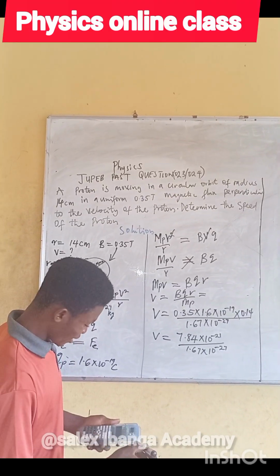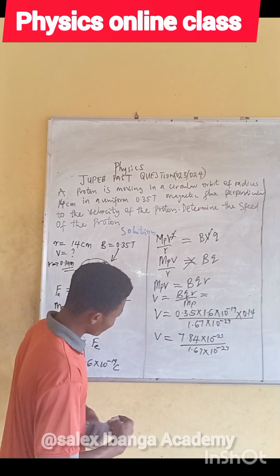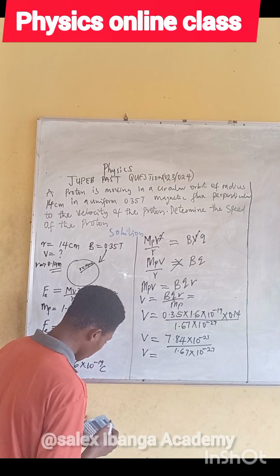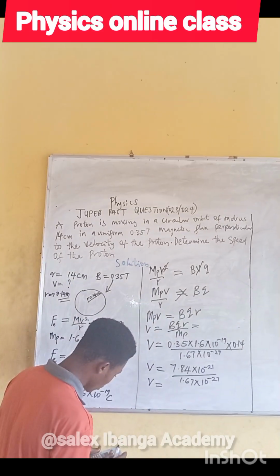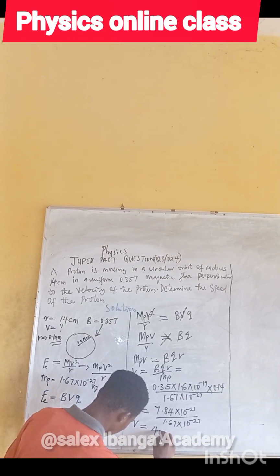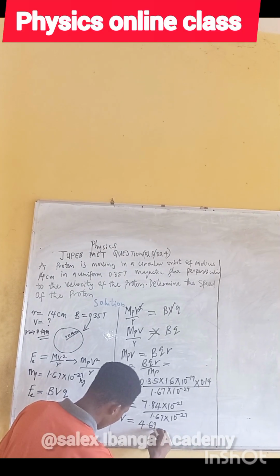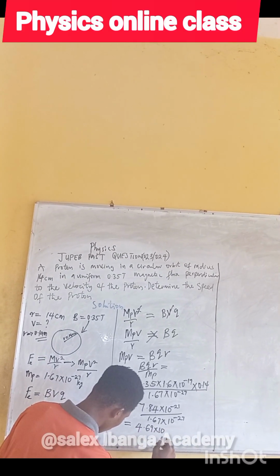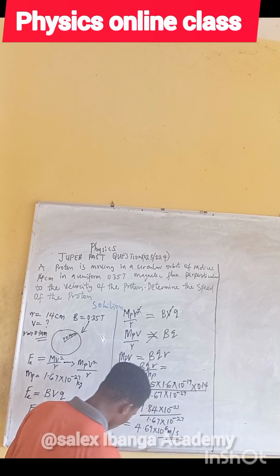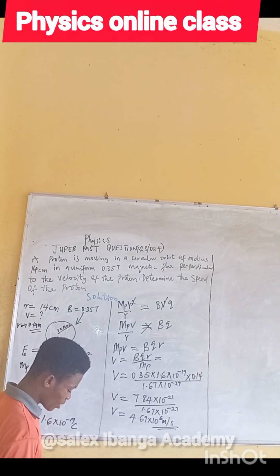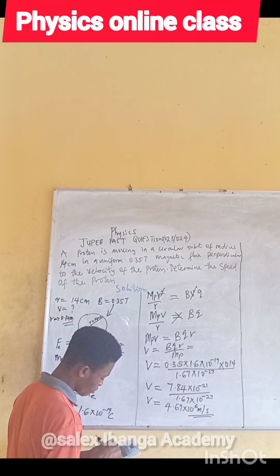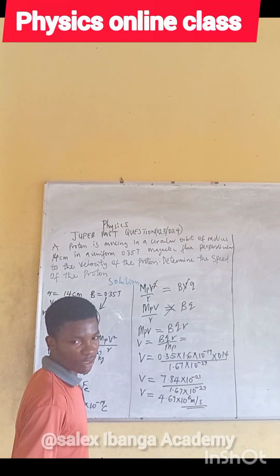My people, what we have here is that our velocity is given to be 4.69 times 10 raised to the power of 6 meters per second. Our velocity is in meters per second.